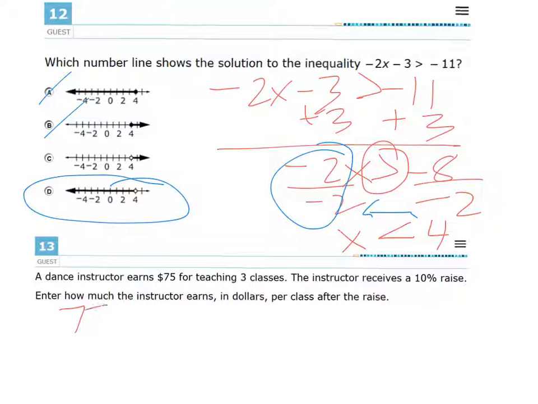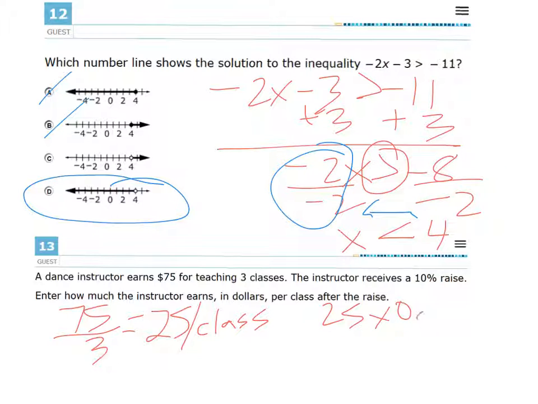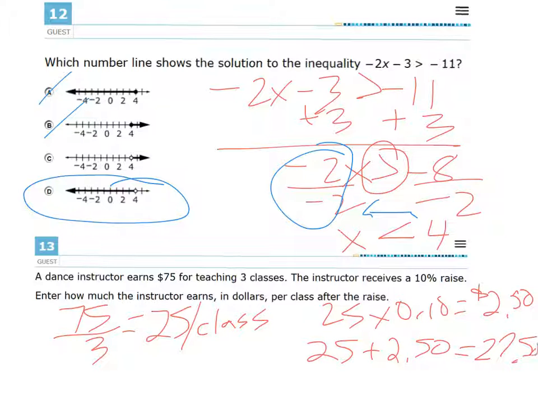We first would take the $75 and divide it by 3. And it ends up being $25 per class. Then we take that $25 and multiply it by the 10% raise, and we know that would be $2.50. But the question's asking how much will the instructor earn per class after the raise. So we take the $25, add the $2.50, and the new earnings would be $27.50.